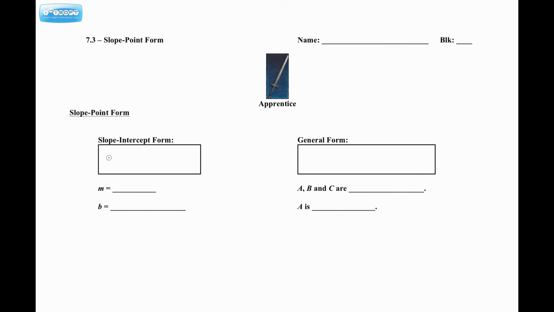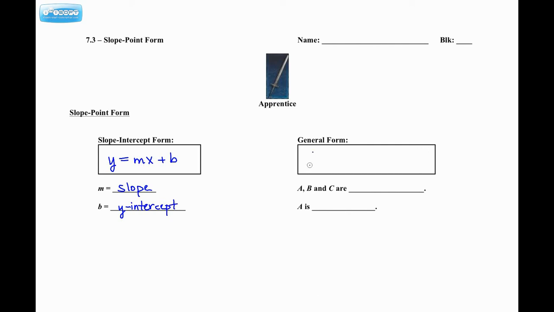So slope-intercept form, that was the first one we did. That was y equals mx plus b. And we know that m represents the slope, and b is the y-intercept. Because x is 0, this whole thing would disappear and you just get y is b.